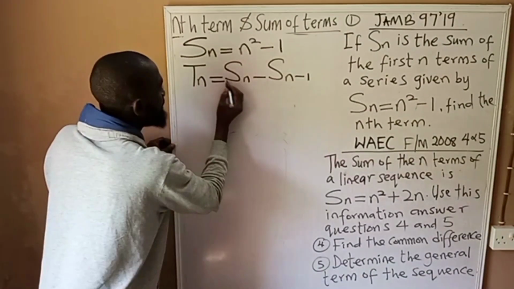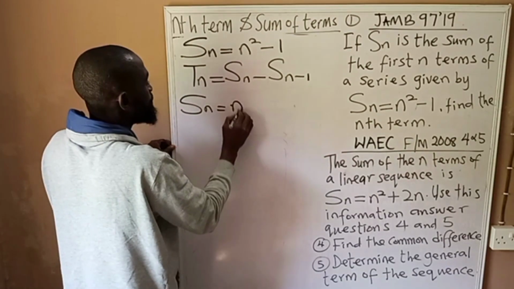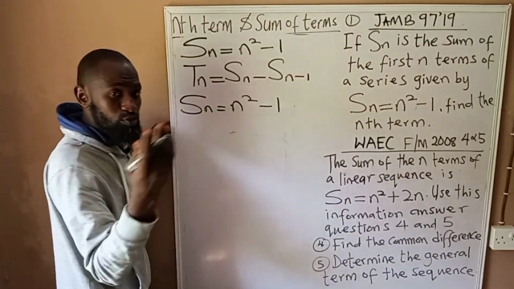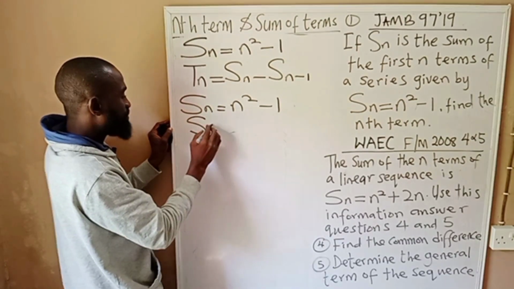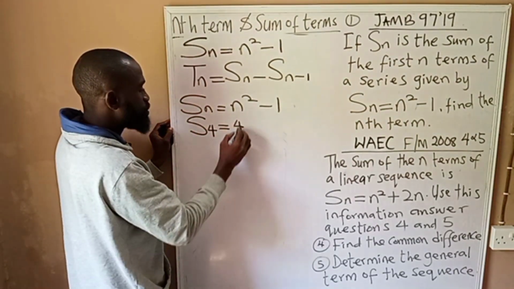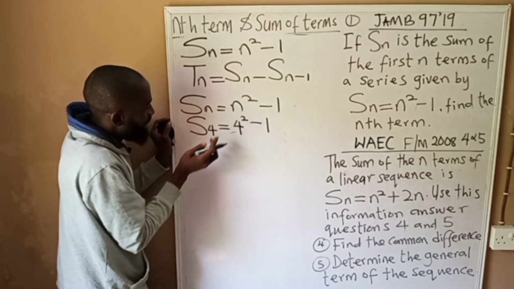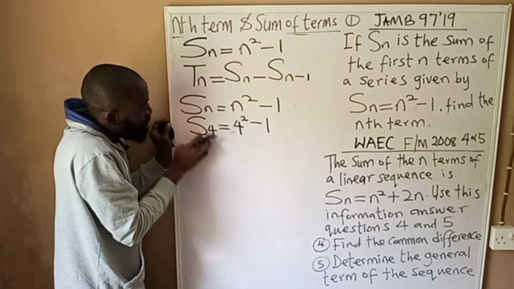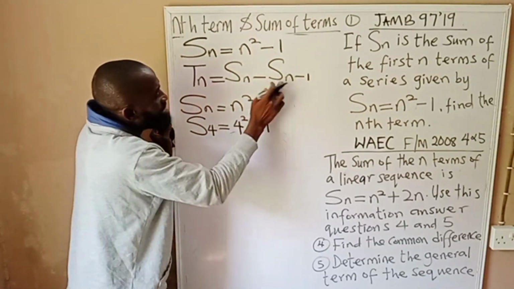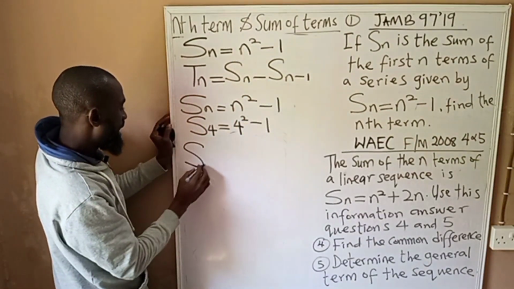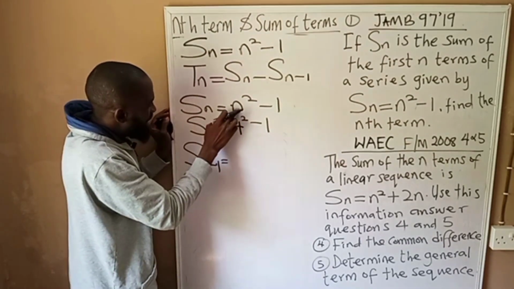We are given Sn. Please pay attention to this. Sn was given as n squared minus 1. Let's assume that our n is 4. It means S4 will be equal to 4 raised to power 2 minus 1. So this n has taken the shape of 4. n can take any shape. If Sn is n squared minus 1, let us get Sn minus 1. Look at what I explained here. When n is 4, this n changes to 4.